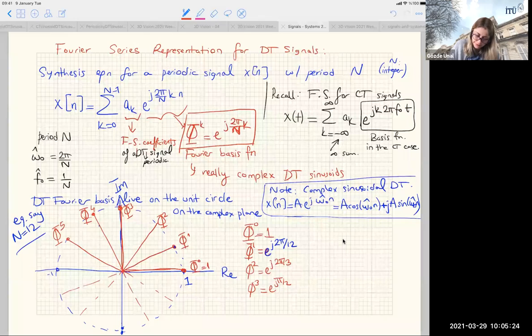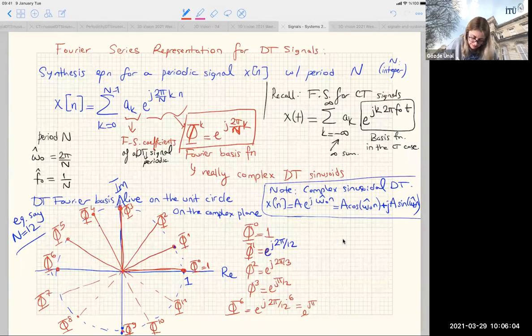We will start having complex conjugates here. Phi 6 is -1, by the way. Just do the math. For instance, phi 6 is e to the j 2 pi over 12 times 6, so it's really e to the j pi, which is -1, right? Guys, it's really repeating. It will start to go to the complex conjugates. So phi 9, phi 10, you can just calculate maybe one of them, phi 11. And you see phi 12 is back to the start.